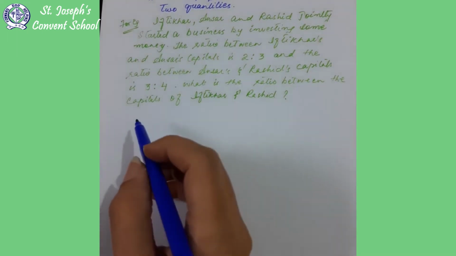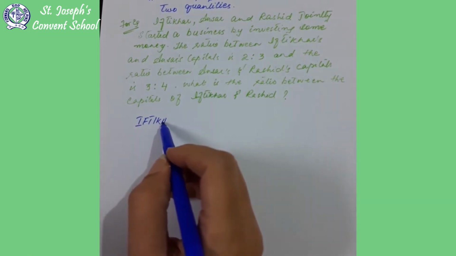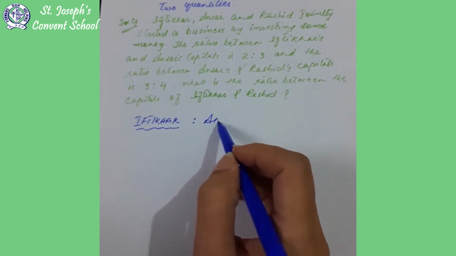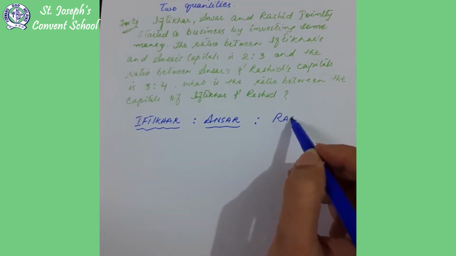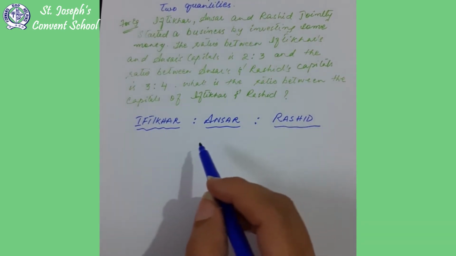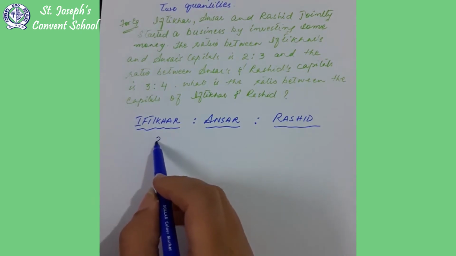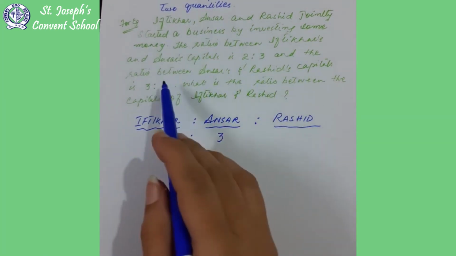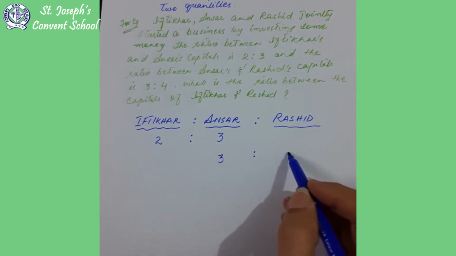So what we are going to do, we will write the names of all three persons. In a ratio we write two quantities. Now here there are three, so we will write all three: Iftikhar, Ansar and Rashid. In the question it is mentioned that the ratio between Iftikhar and Ansar is 2 to 3. Then the ratio between Ansar and Rashid is 3 to 4.